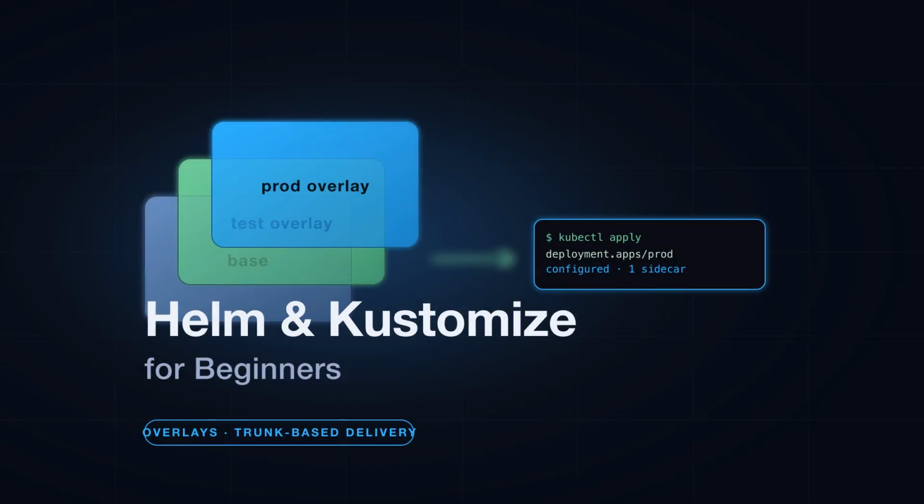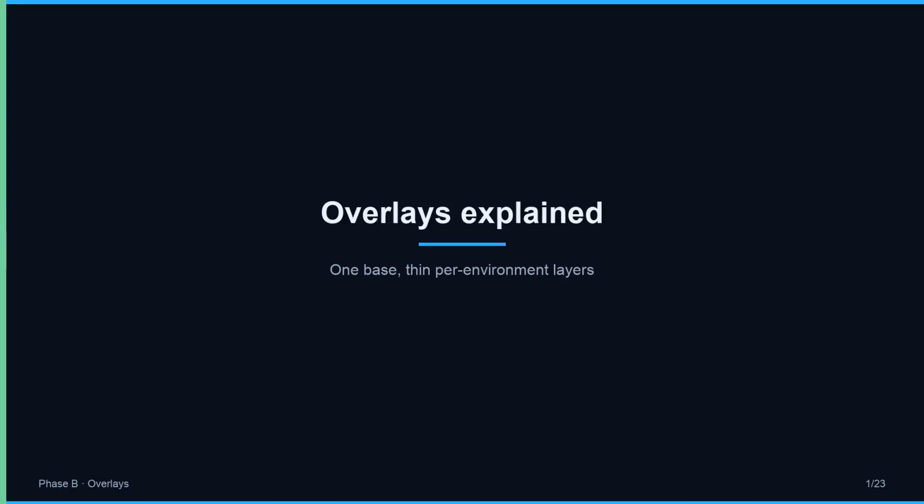Last lesson we named the disease and the medicine. Today we go deep on the medicine itself, overlays, the single most important idea in this series. By the end of this lesson, you will know exactly what an overlay is, and you will implement one in both Helm and Kustomize. You will also learn the one rule that keeps a shared base clean: capabilities, not environments.